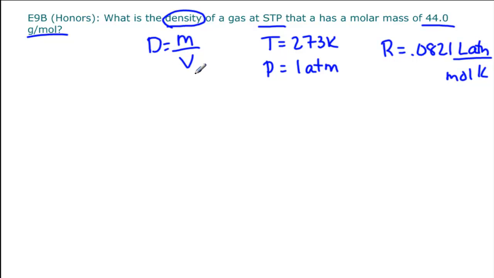So we've got a couple of things that we can do. We can work through this formula in lots of different ways. The easiest way, guys, is to set up a dimensional analysis problem. That's just going to be the easiest thing to do.